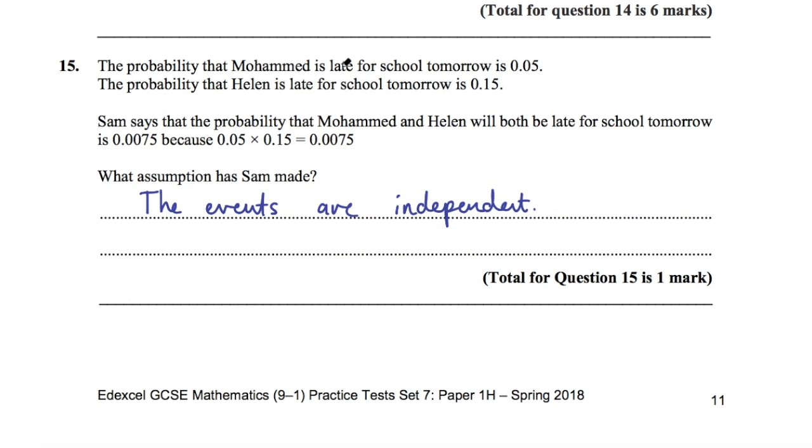Another example might be that they get the same bus to school maybe, and if the bus is late, then they'll both be late, and then they wouldn't be independent events. So events need to be independent to use this rule. So that's the assumption that Sam is making.